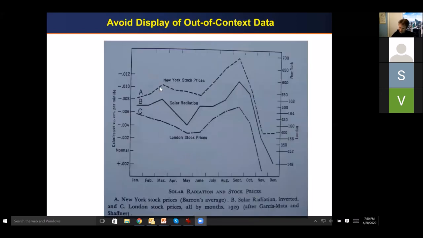So there's another context: New York stock prices and London stock prices, they're correlated, and then the solar radiation in it. The solar radiation is shown in the context of these stock prices, but this is completely wrong context. These correlations are spurious, not really existing. But you can plot it, and there are a lot of examples that do that. Remember, there's a Google website that shows you lots of these spurious correlations.